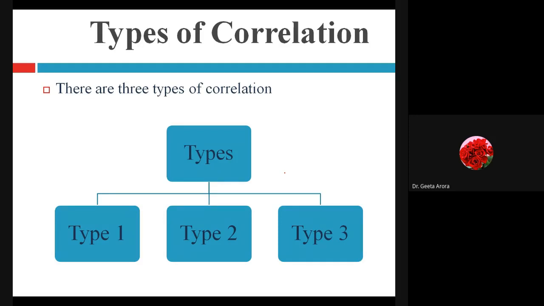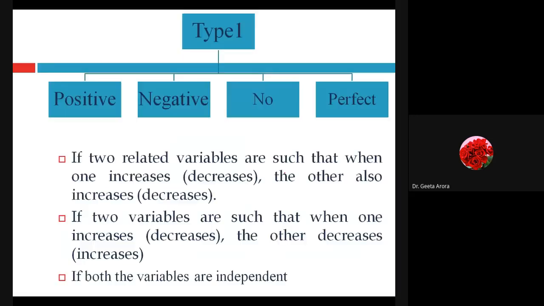Actually, it is not the types, but yes, in order to learn about the different types of correlation, we have fragmented them into three types: type 1, type 2, and type 3. As such, we will see there are actually different categories. We are talking about the types of correlation.